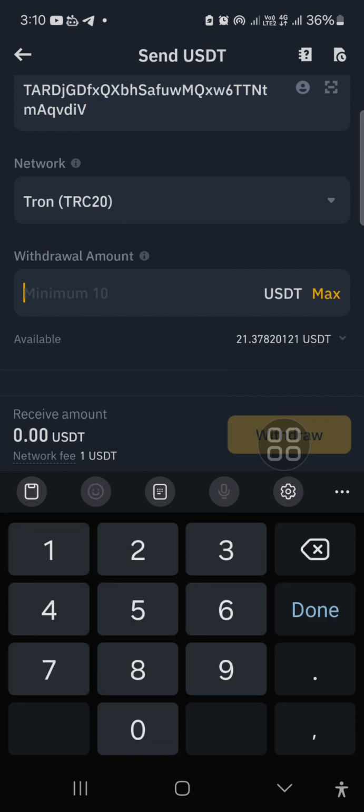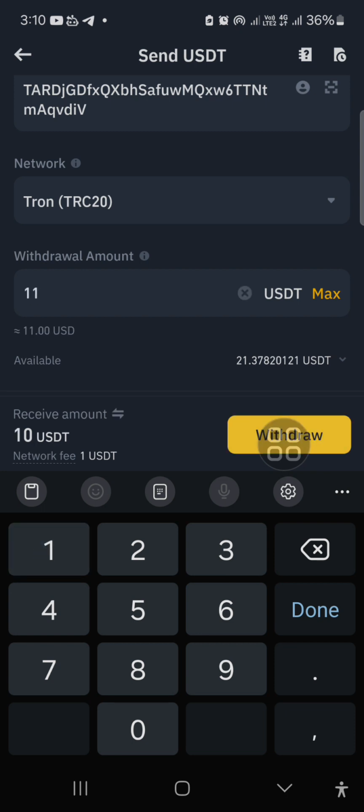Like I said, the minimum is 10, so you can type 11, you can type 12, you can type any amount. The least is 10. Any other number that is 10 and above is what you can put. Or you can just simply put max, which is the maximum amount of USDT that you have in your Binance wallet. So you can choose max. In my own case, I want to choose max.